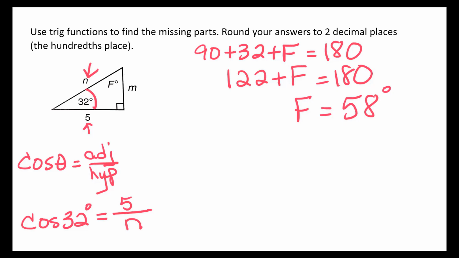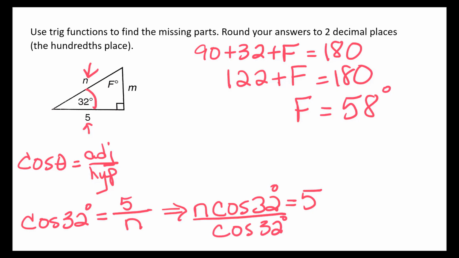All right, now n is in the denominator, and that means we need to multiply both sides of this equation by n so that we can get it out of the denominator. If we do that, we're going to have n times cosine 32 is equal to 5. All I did was multiply both sides by n. Now we can get n by itself by dividing both sides by cosine 32. The cosines will cancel over here, and we'll end up with just n.